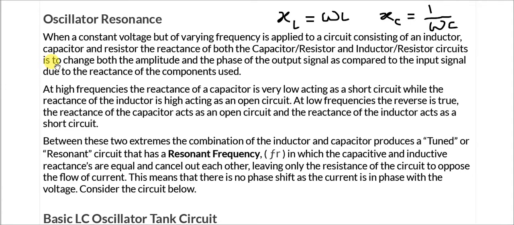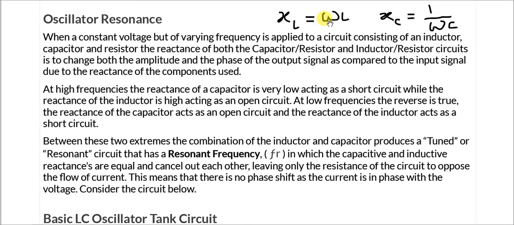Okay, so we were here. Now at low frequencies, the reverse is true. The reactance of the capacitor acts as an open circuit, and the reactance of the inductor acts as a short circuit. So low frequency means if we put omega equal to 0, XC will be infinite, an open circuit. Here XL is equal to 0 times L, which is 0 ohm, which will be a short circuit.